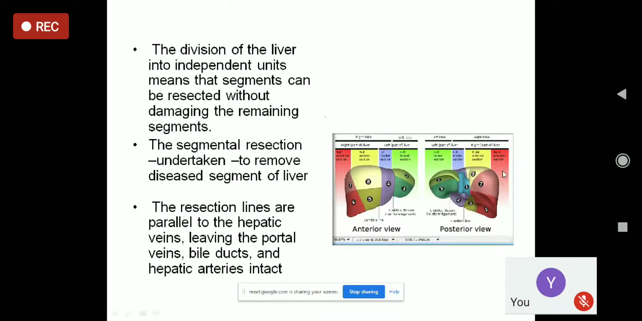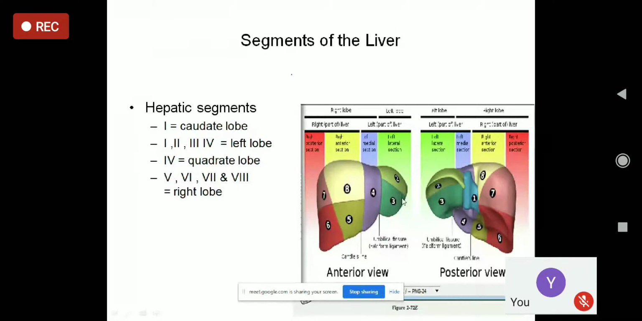So Couinaud divides the liver into 8 segments. So how to count this? First, you have to number the caudate lobe as 1. After that, you go 2, 3, and the quadrate lobe, which is the quadrangular shape, you have to say 4. After that, you go to 5, 6, 7, 8. So you have to count like this.